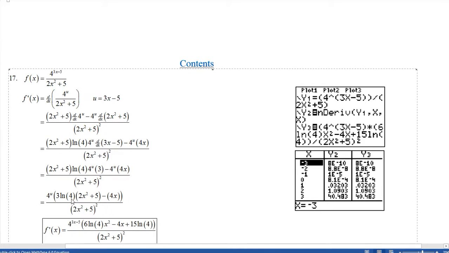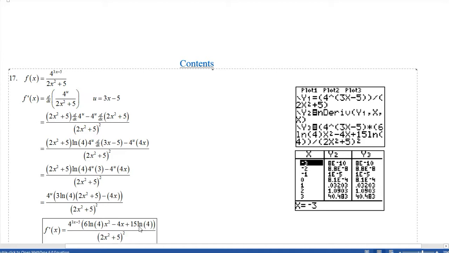And I'm going to distribute this and show you that this is just a polynomial in the top with the 4 to the u. So we got 4 to the u, 4 to the 3x minus 5, and what's in parentheses is just a quadratic polynomial. It's 3 times ln of 4 times 2 is 6 ln of 4, that's the coefficient, times the x squared. And then we have 3 ln of 4 times 5 is 15 ln of 4. That's our constant term out here. And the minus 4x is our linear term. So we've got an x squared, an x, and a constant term in there.